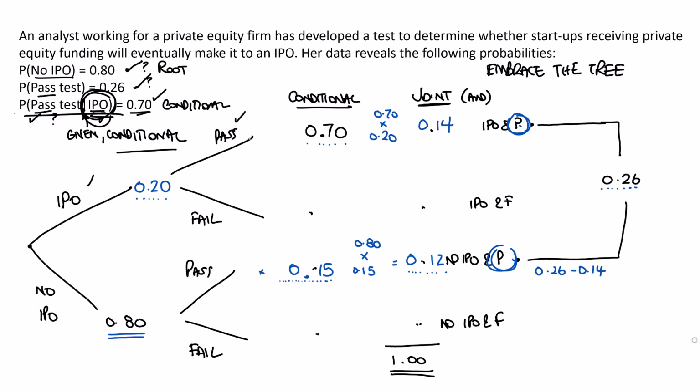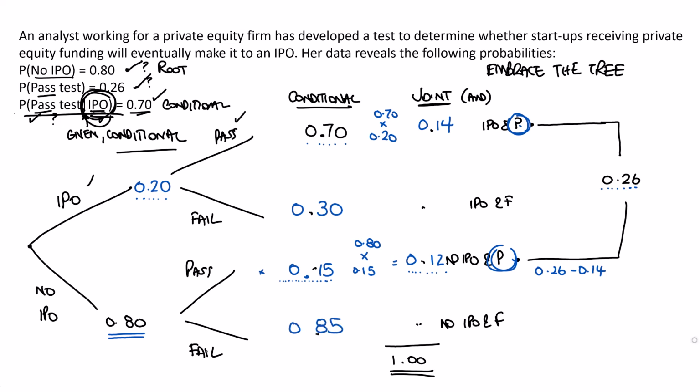What do we have here? 0.7 for a pass. Well, this is the only other option once you know you've IPO'd. This has to be 0.3. This is 0.15. The only other option there, that's pass. This must be fail. That's got to add to 1. That's got to be 0.85.